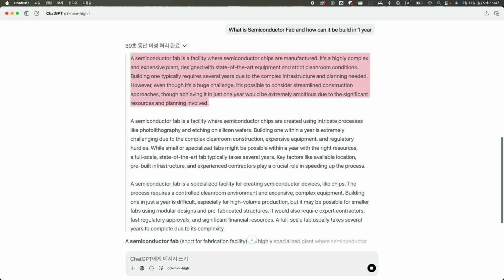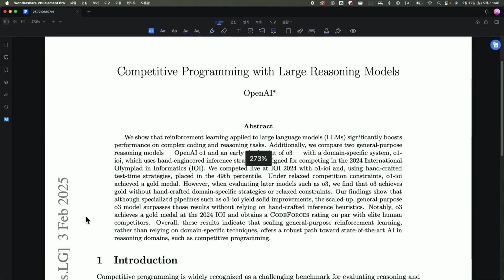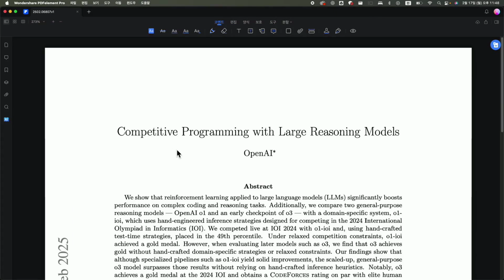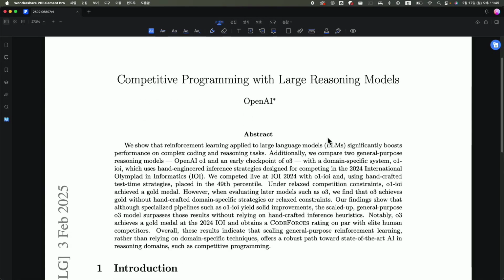On February 3rd, OpenAI released a comprehensive paper detailing how O3 successfully implements this technique, titled Competitive Programming with Large Reasoning Models. We're talking about how well it has been improved. However, some people might find this paper a bit overwhelming, so I've read it thoroughly to explain it to you. This is about the domain-specific system O1, IOI, which is related to that.